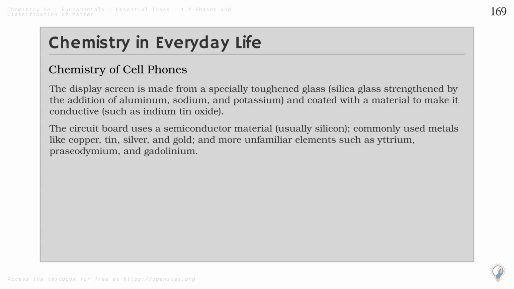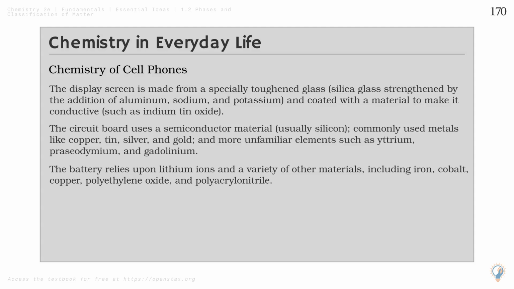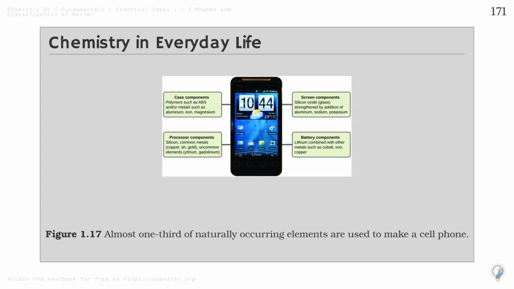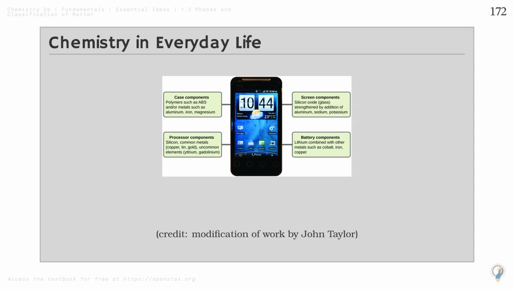The circuit board uses a semiconductor material, usually silicon, commonly used metals like copper, tin, silver, and gold, and more unfamiliar elements such as yttrium, praseodymium, and gadolinium. The battery relies upon lithium ions and a variety of other materials, including iron, cobalt, copper, polyethylene oxide, and polyacrylonitrile. Figure 1.17. Almost one-third of naturally occurring elements are used to make a cell phone. Credit: Modification of work by John Taylor.